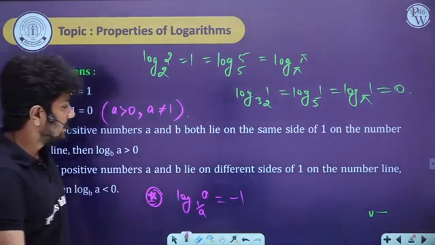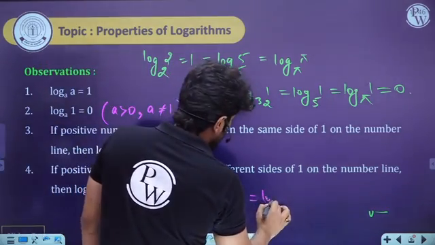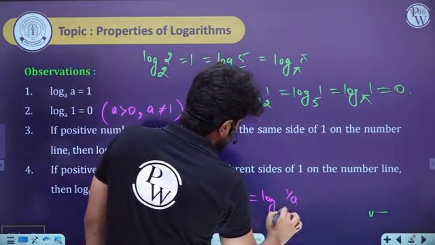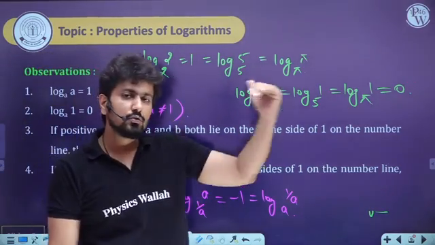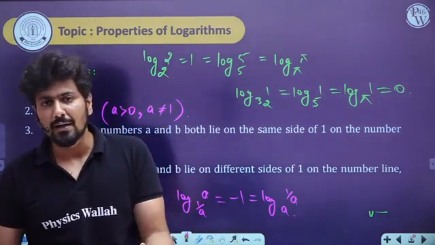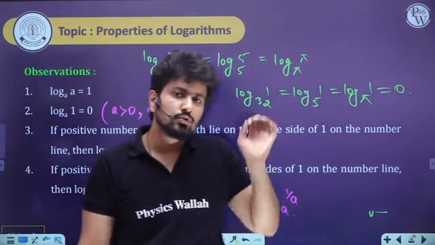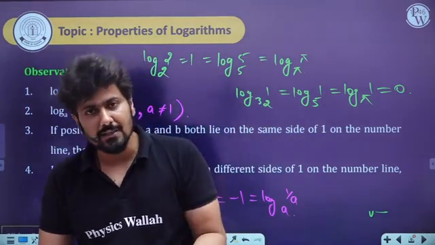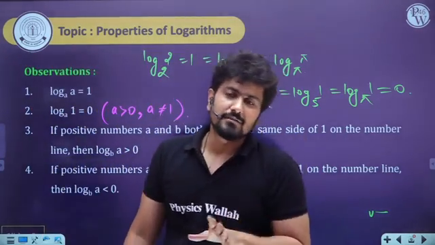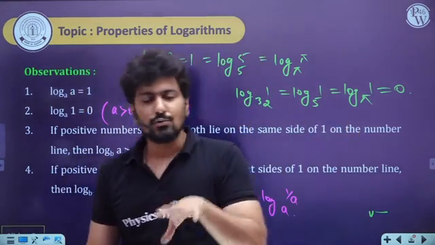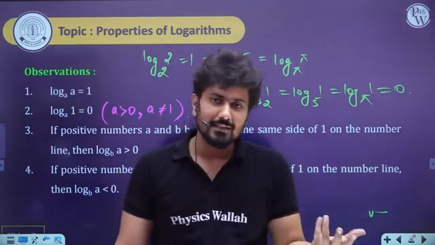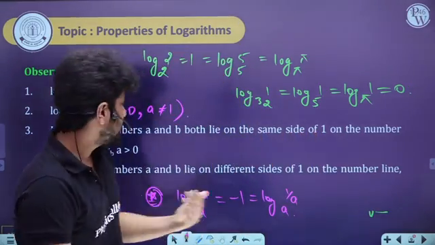In the similar way, if I ask you log of 1 by a to the base a, that is also equal to what? Minus 1. Basically log of 2 to the base 1 by 2 is equal to minus 1. Log of 1 by 2 to the base 2 is also equal to minus 1. Log of 3 to the base 1 by 3 is equal to minus 1. Log of 1 by 3 to the base 3 is equal to minus 1. Yeah, it is giving us the power.